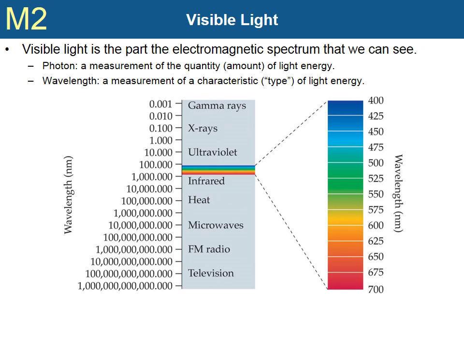What we know as visible light is actually just a small, minuscule part of the spectrum of electromagnetic energy. As previously mentioned, our senses are limited to detecting only a small portion of the energies that are available. There are two ways of talking about light energy. The first is the photon, which is a measurement of the quantity or amount of light energy. The second is wavelength, which is a measurement of a characteristic of light energy. Looking at the figure, you can see that wavelength corresponds to the perceived color of visible light. We will discuss color vision in a later module.